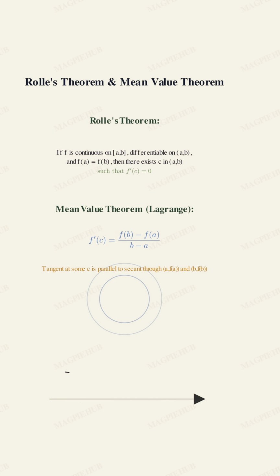The mean value theorem, also called Lagrange's theorem, is more general, f prime of c equals f of b minus f of a divided by b minus a. This means somewhere between a and b, the tangent line is parallel to the secant line joining the endpoints. On the graph, the orange secant connects the endpoints, and the green tangent at point c has exactly the same slope, they're parallel. Key exam tips.